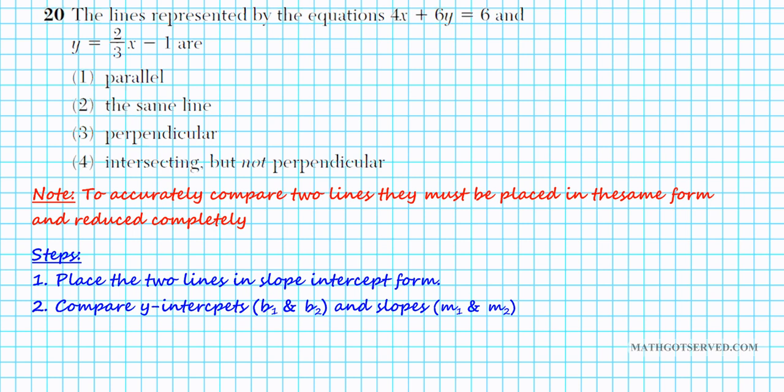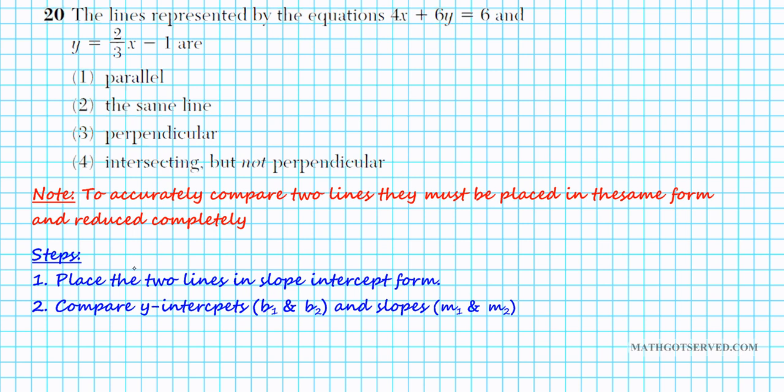All right, number 20. It says the lines represented by the equations 4x plus 6y equals 6 and y equals 2 over 3x minus 1 are what? Are they parallel, the same line, perpendicular, or intersecting but not perpendicular? Now, one thing you want to note is that the best and most efficient way to compare two lines is by placing them in the same form where they are reduced completely.